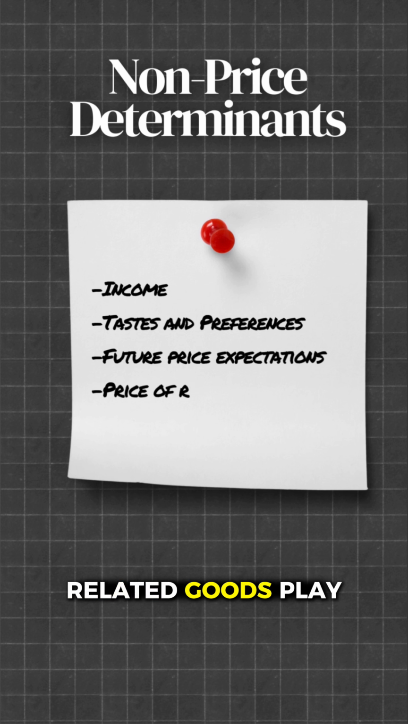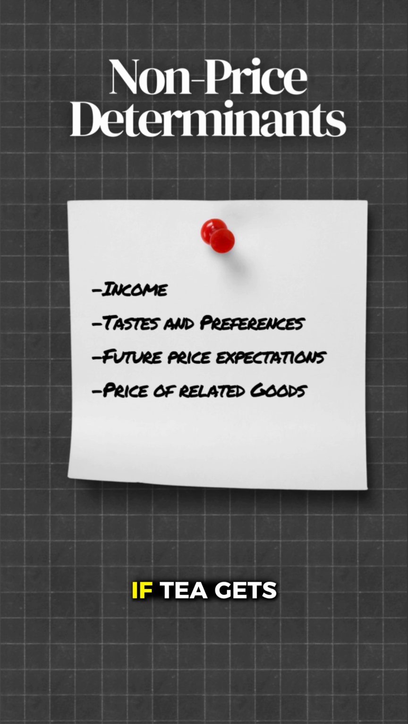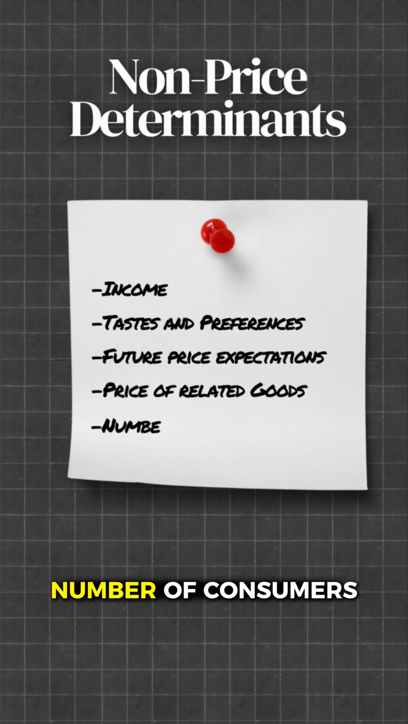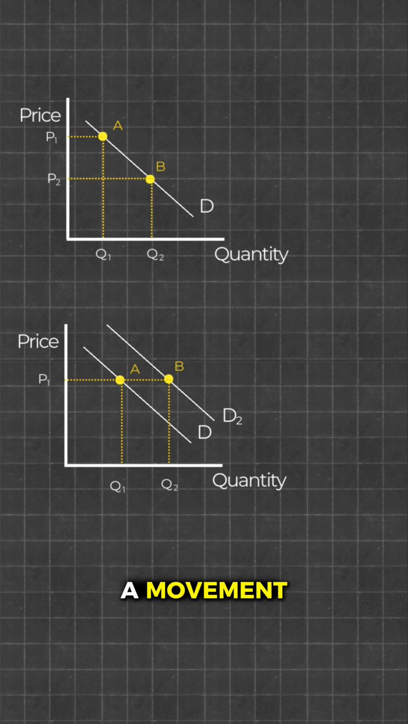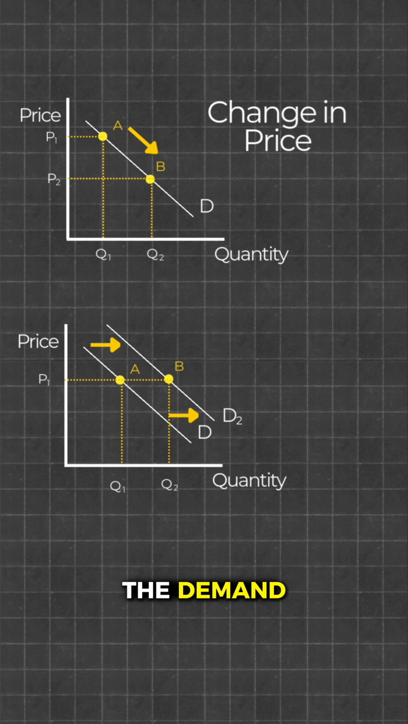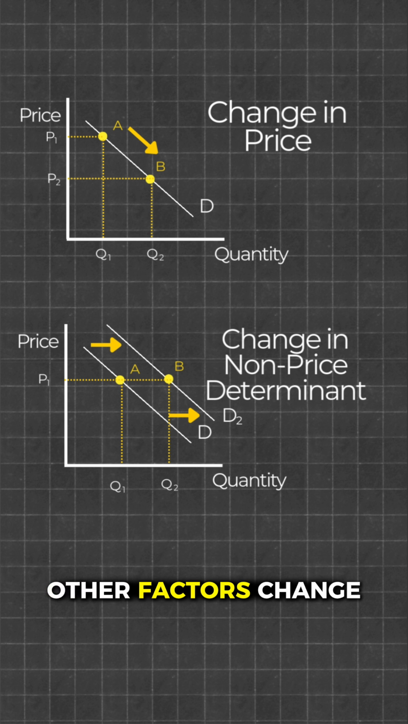Prices of related goods play a role. Coffee demand spikes if tea gets expensive. And if the number of consumers grows, so does demand. Here's the key difference. A movement along the demand curve happens when price changes. A shift of the demand curve happens when any of these other factors change.